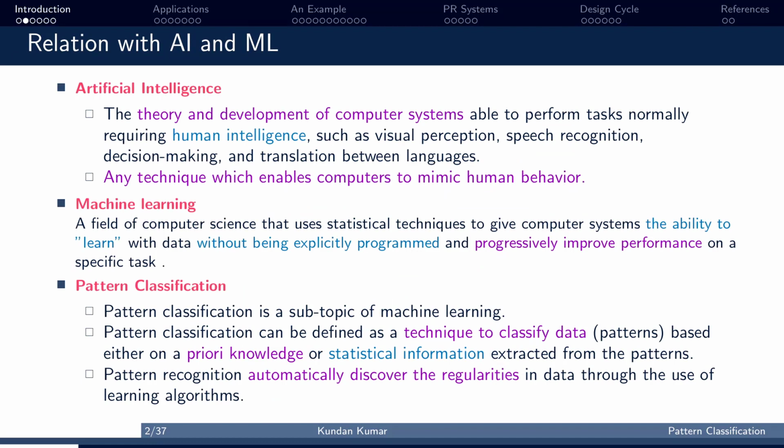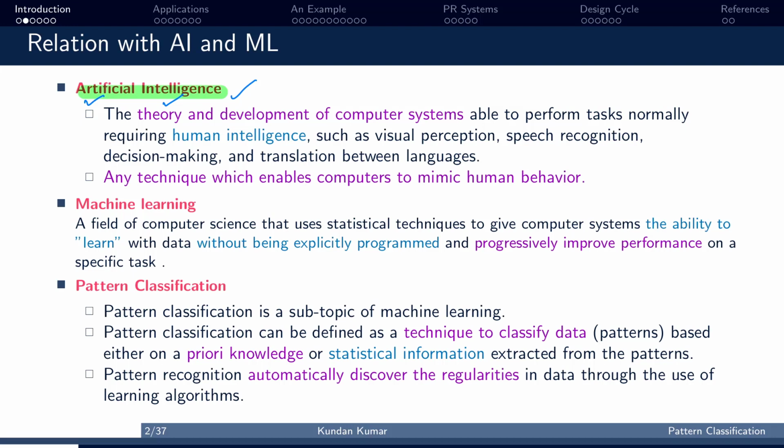The term artificial intelligence comprises two words, artificial and intelligence. Artificial refers to something that is made by humans, and intelligence means the ability to understand or think. By definition, artificial intelligence is the theory or development of computer systems able to perform tasks normally requiring human intelligence, such as recognizing faces, speech, decision making, or translating from one language to another.